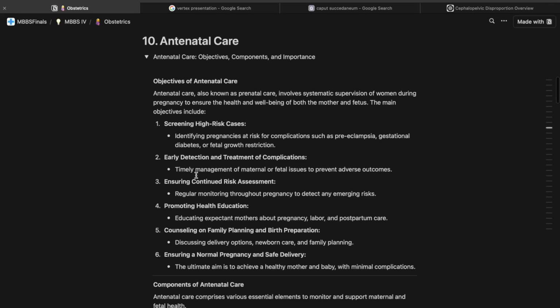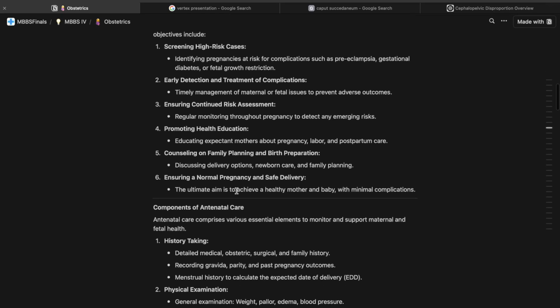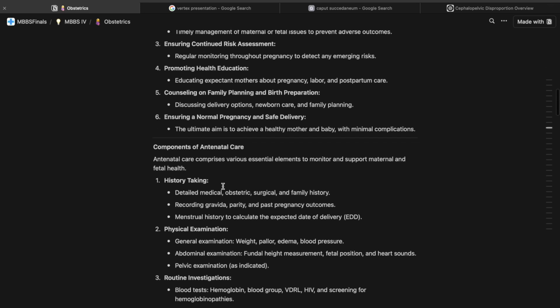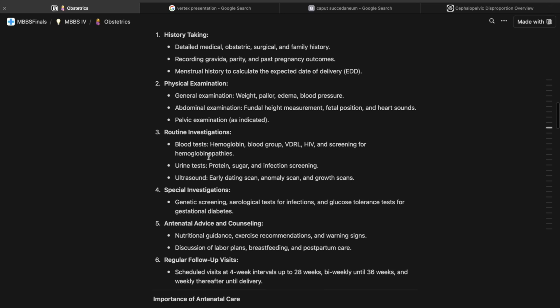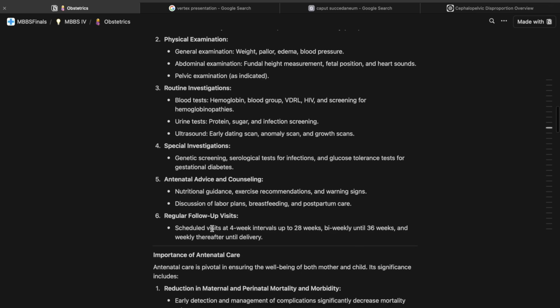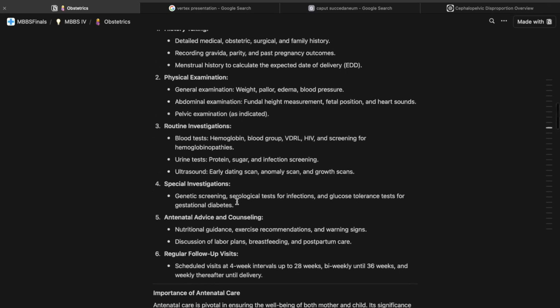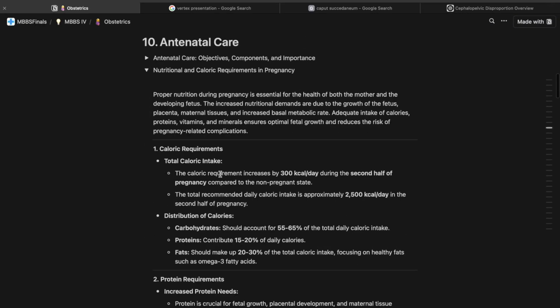So we have learnt about the objectives: screening, early detection and treatment, continued risk assessment, promoting health education, counseling on family planning and birth preparation, ensuring natural pregnancy and safe delivery. Components: history taking, physical exam, routine investigations, special investigations, antenatal advice and counseling, regular follow-up visits. Then we learned the importance, which is the outcome. Next, coming to nutritional and caloric requirements in pregnancy.